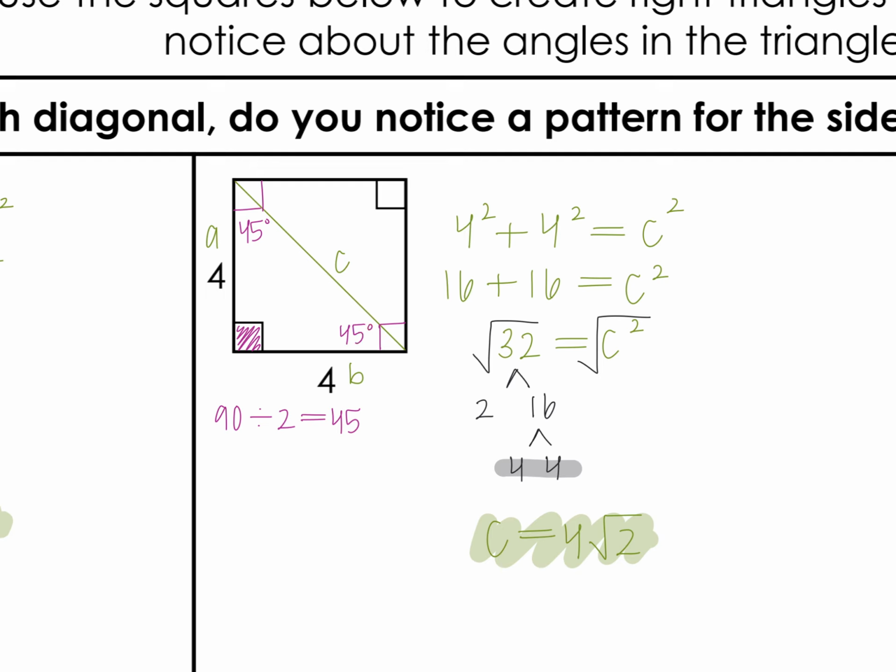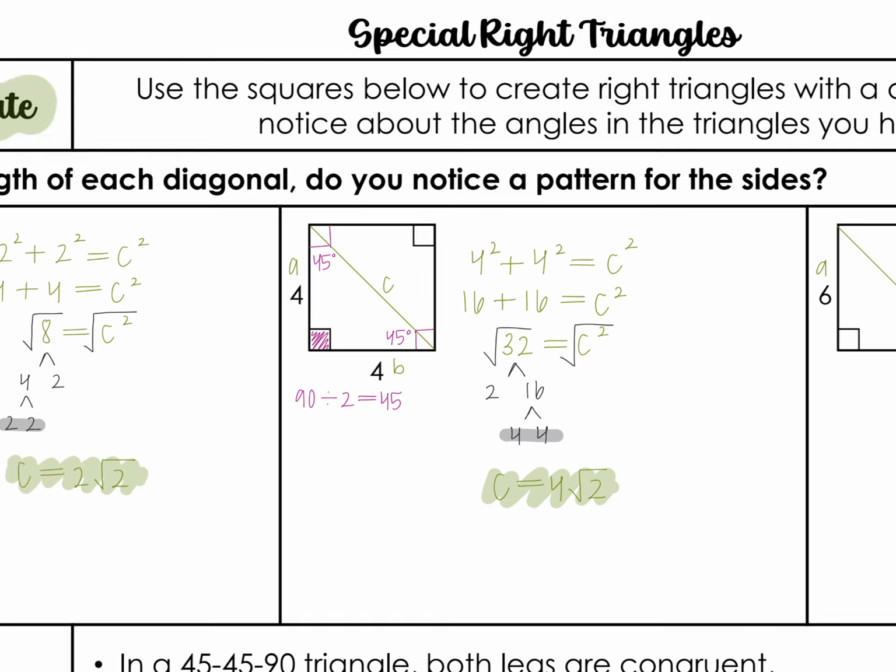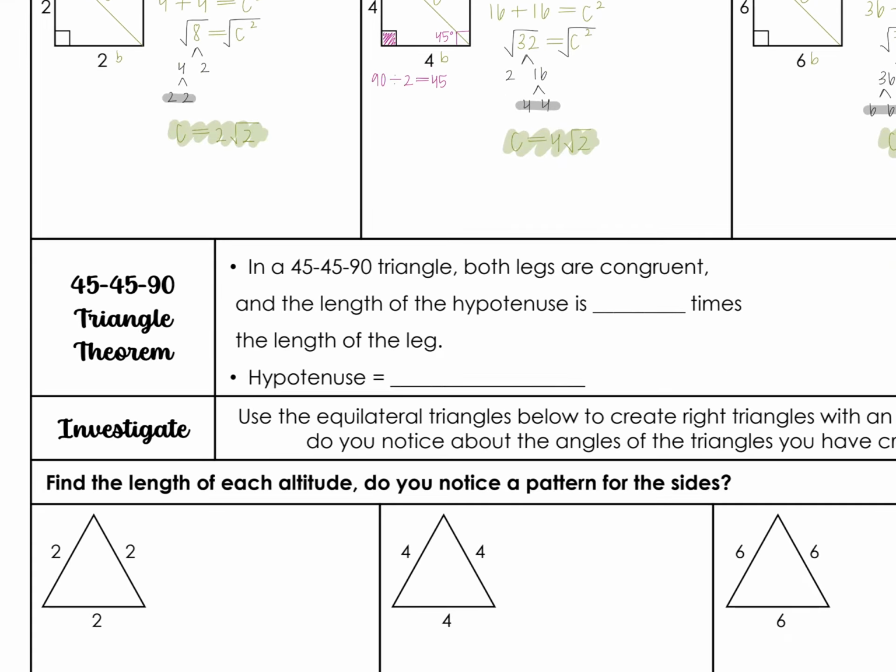And so what we're about to talk about is called a 45-45-90 triangle. That's one of our 2 special right triangles. And so this is going to help us determine the pattern that we'll use in those types of triangles. Okay, so let's look down here at the section that's going to go over our 45-45 triangle theorem. All right, so let's look and see what they have.